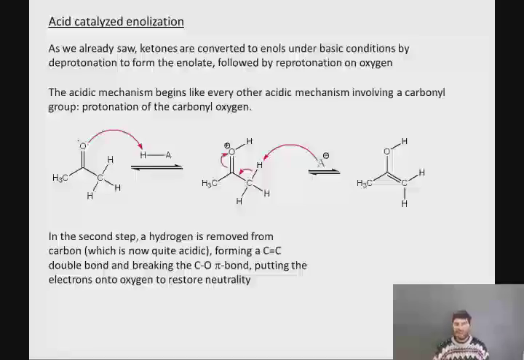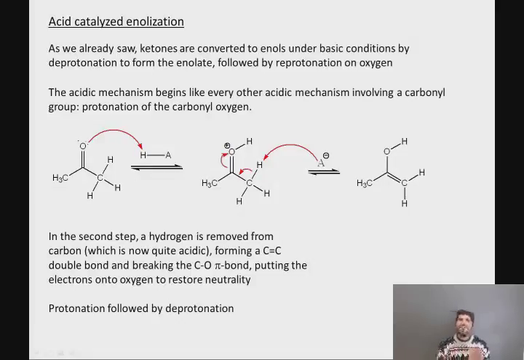It does not take a particularly strong base to remove this hydrogen. The electrons from the CH bond form a CC double bond, and then that subsequently, as you follow the arrows, breaks the CO pi bond, putting the electrons onto the oxygen to restore neutrality. Okay, so this acid mechanism is a protonation step followed by a deprotonation step, in contrast to the basic mechanism in which you had a deprotonation step followed by a protonation step.